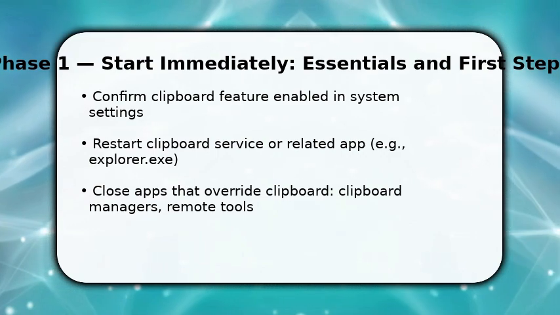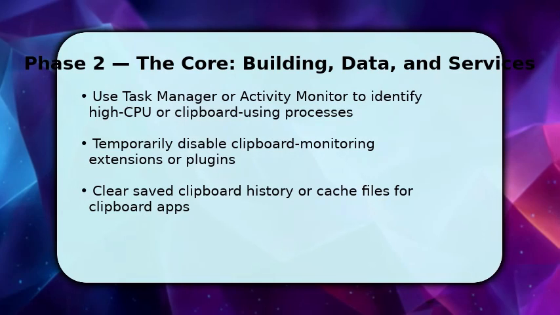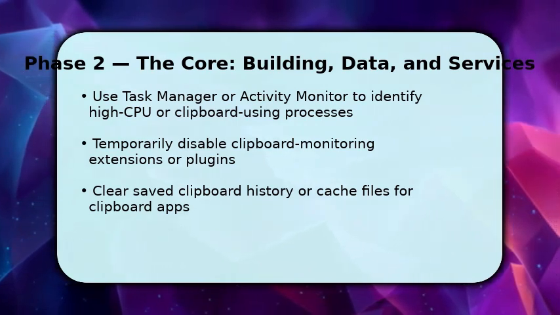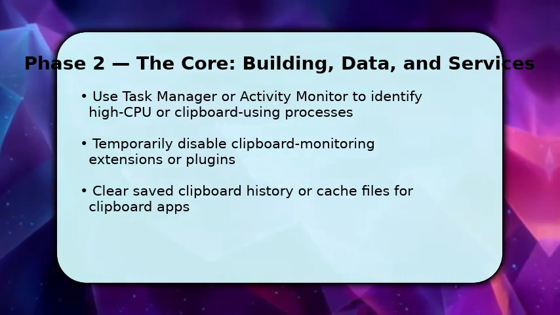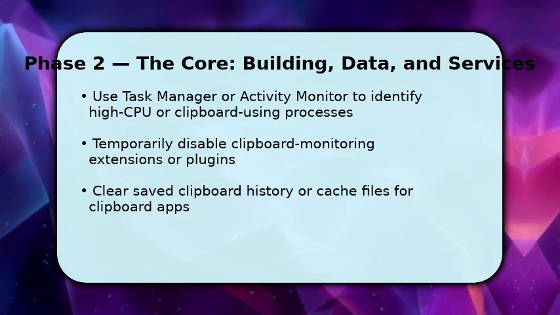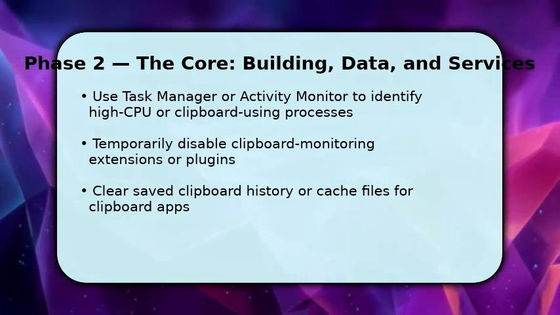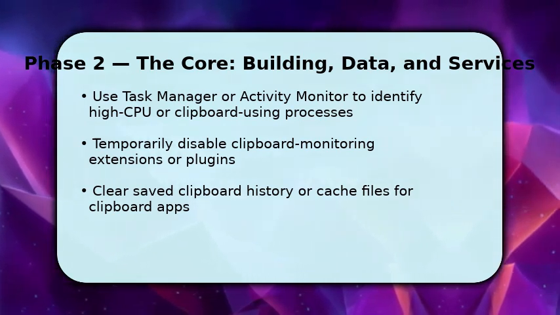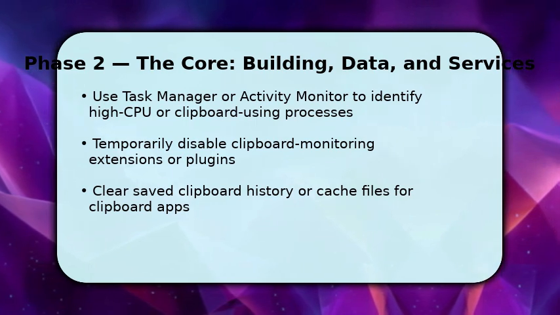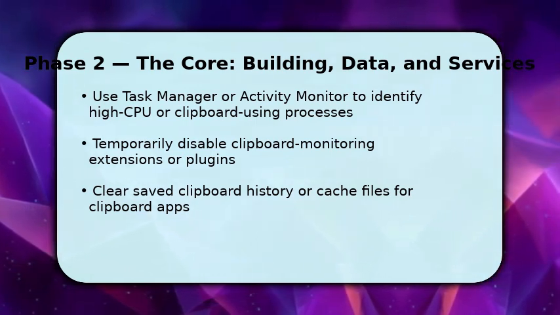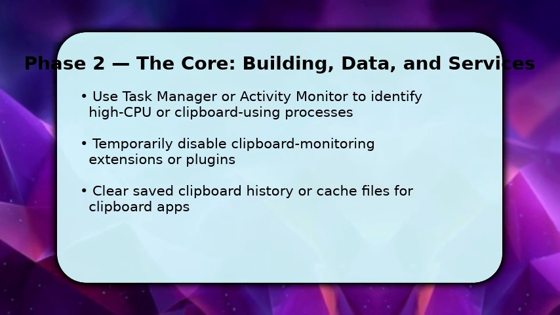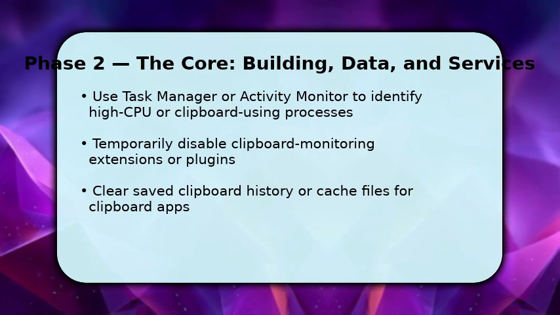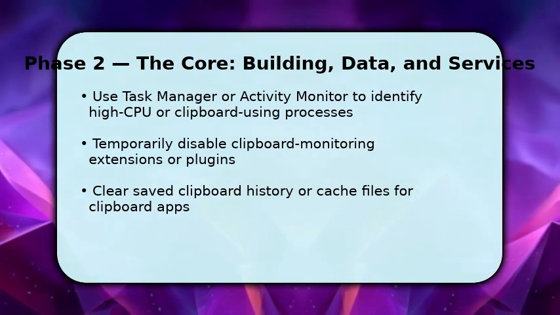Now you move into the detailed execution. Open Task Manager or Activity Monitor and look for Clipboard using processes or anything using lots of CPU. End them selectively. Then disable browser or app extensions that monitor or modify Clipboard behavior because they can block normal copy operations. Clear any Clipboard history or cache from your Clipboard app. Old corrupt entries can break copying. Once those processes are stopped and cache is cleared, attempt a fresh copy. This isolates the problem.